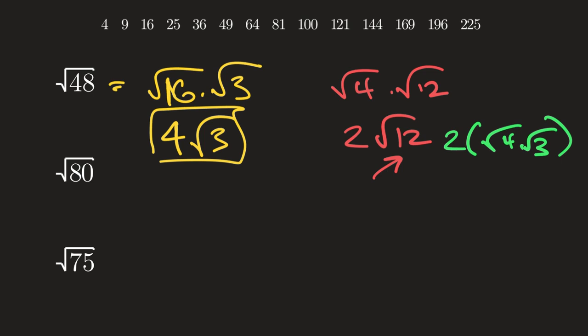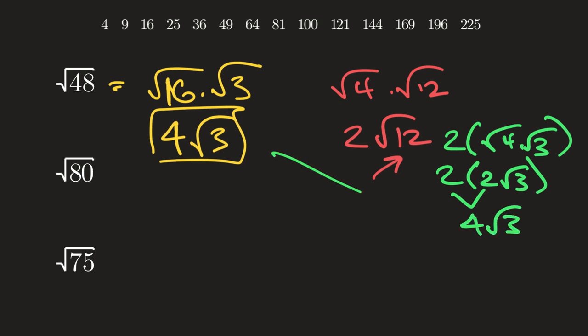And what's the square root of 4 again? 2. And so root 4 times root 3 becomes 2 root 3. And then these 2's multiplied together here become 4. Now take a look at that. We get the same answer, but that road to that answer is a little bit longer.